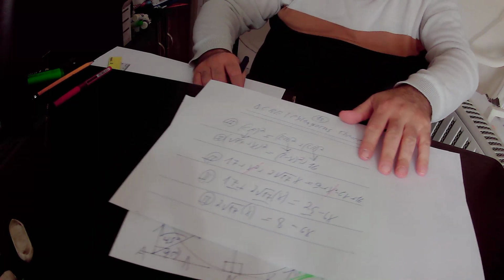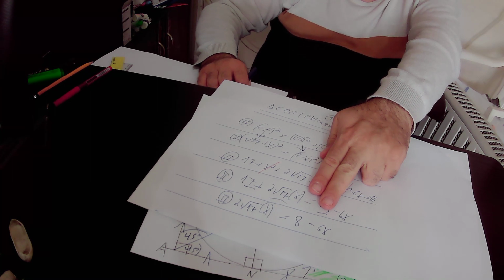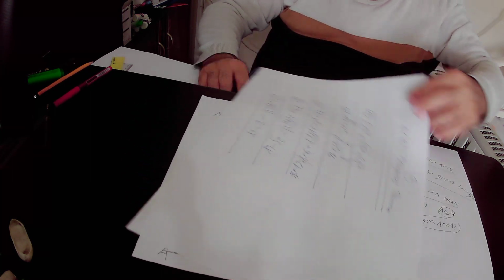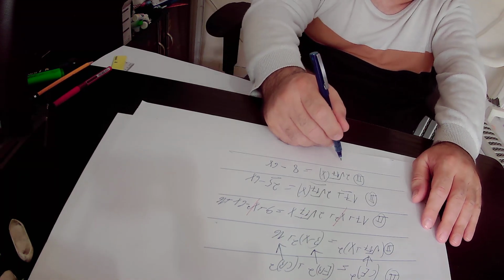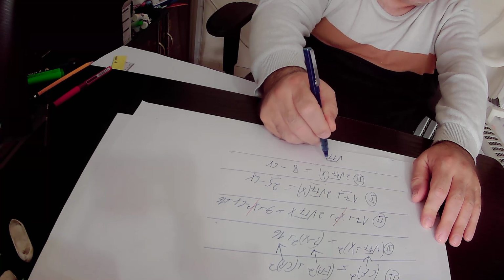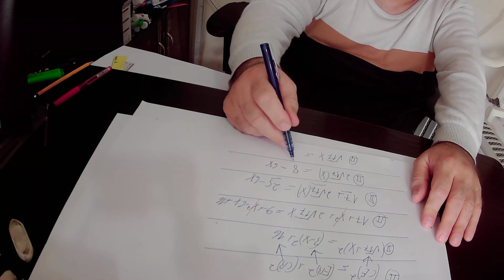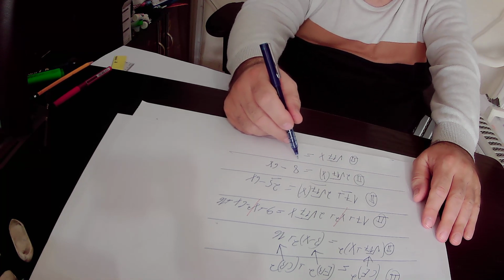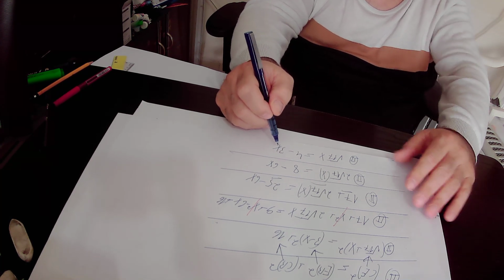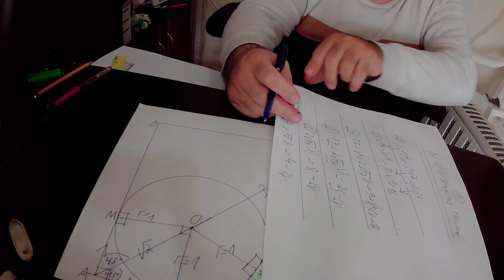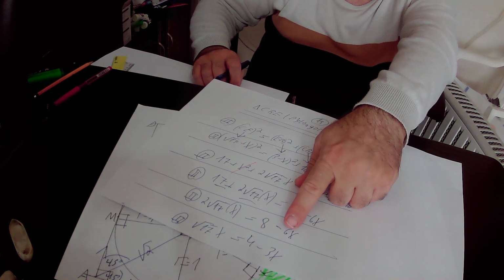So here we will divide this equation, equation number 2, by 2, and we will get that 2 times square root of 17 over 2 is square root of 17 x, and it equals to 8 over 2 is 4, and minus 6x over 2 is minus 3x. So in conclusion, we got that square root of 17x equals to 4 minus 3x.